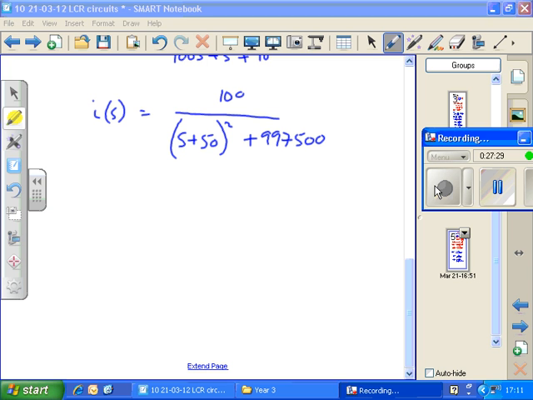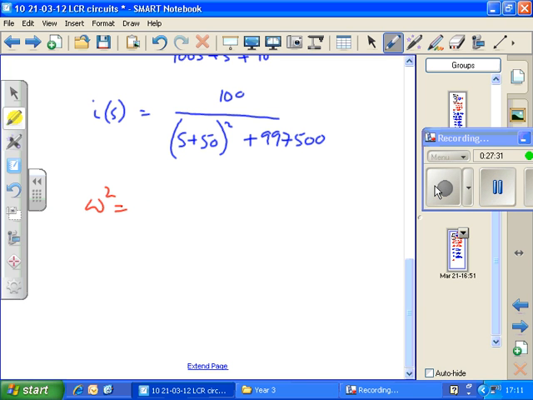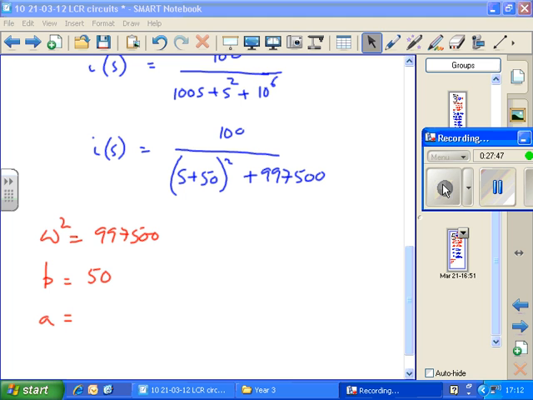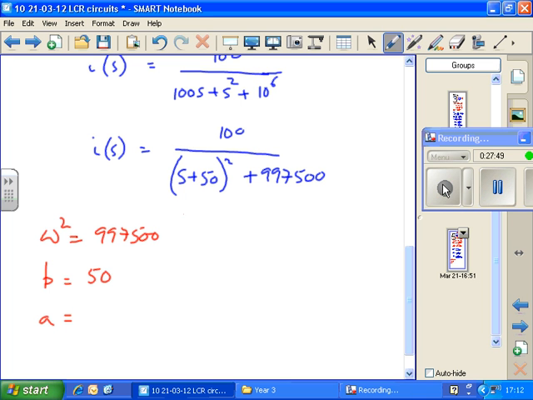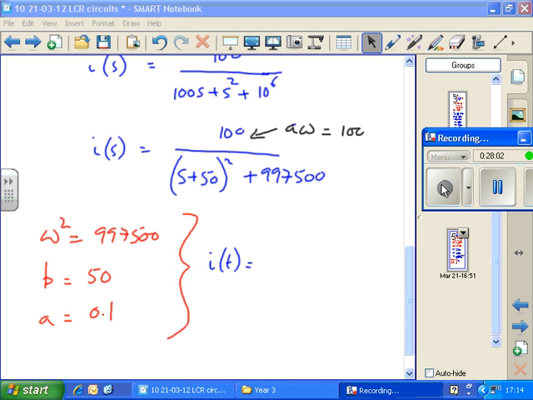Now we know that omega squared is that, so we can find omega. We know that B equals 50. All that leaves us to do is to find A. So if you could just do that for me. You've still got 10 to the 6. So with those figures, we can write that IT equals. Okay, so A equal to 0.1, eventually rounded to that.